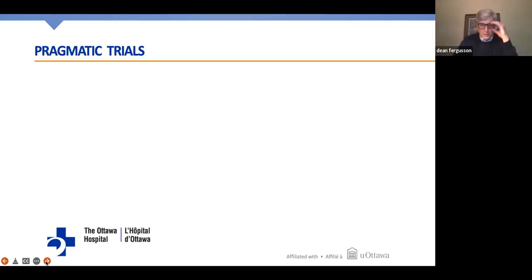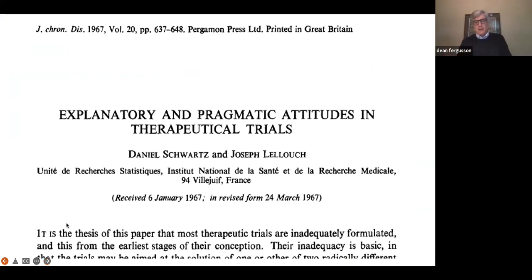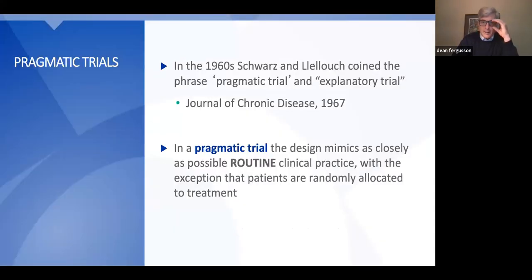Okay, so, I realize time here, I'll do a whistle stop tour of pragmatic trials. The whole concept goes back more than 50 years, 55 years ago or so, to a paper by Schwartz and Lellouch, a wonderful paper that laid out the difference between explanatory and pragmatic attitudes in therapeutic trials. Essentially, explanatory trials were very lab-like, to prove a treatment actually has intended consequences, whereas pragmatic trials were on the opposite end of the spectrum. And a pragmatic trial is a design that mimics as closely as possible routine clinical practice, with the sole exception that patients are randomly allocated to treatment.